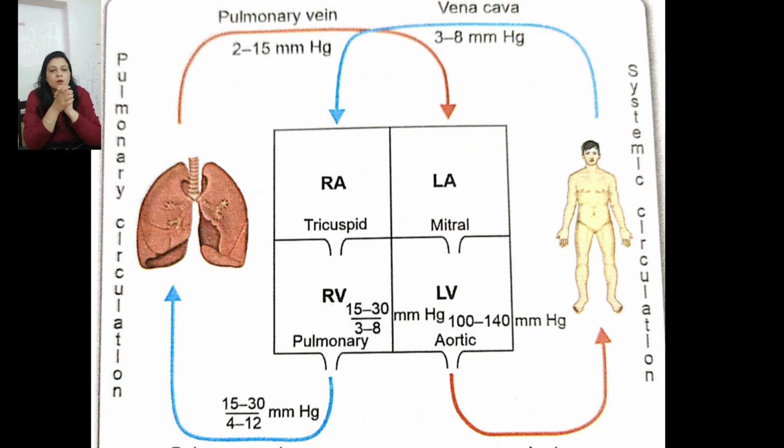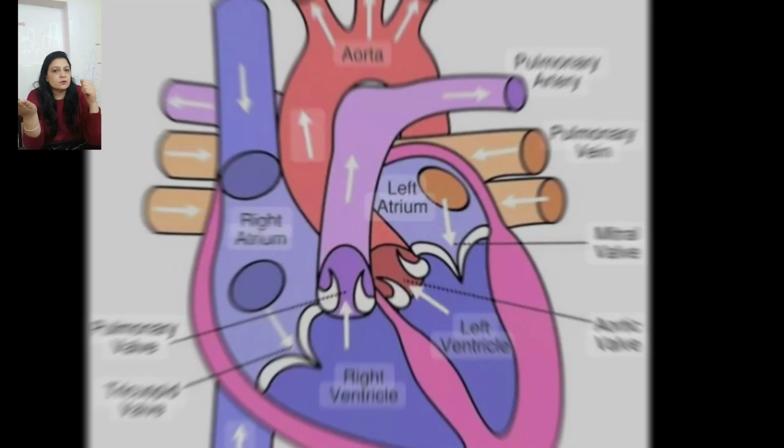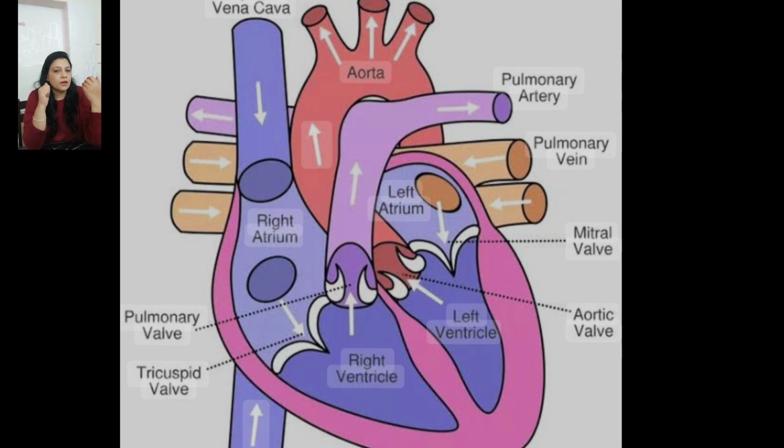Now to understand the different valves, we have the atrioventricular valves: the tricuspid valve and the bicuspid valve. The bicuspid valve is also called the mitral valve. Tricuspid is on the right side, bicuspid is on the left side. Tricuspid has three leaflets, bicuspid has two. These are the atrioventricular valves, called the AV valves.